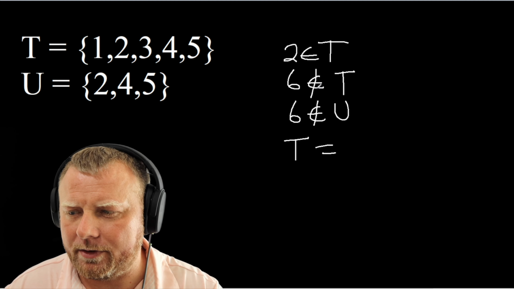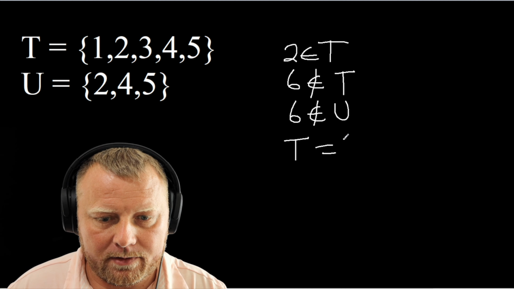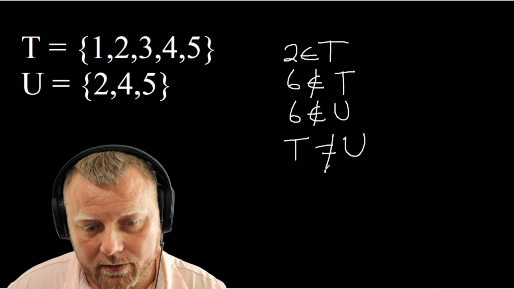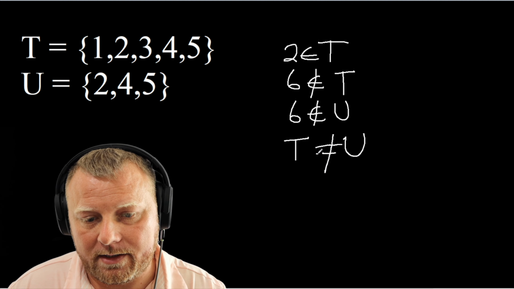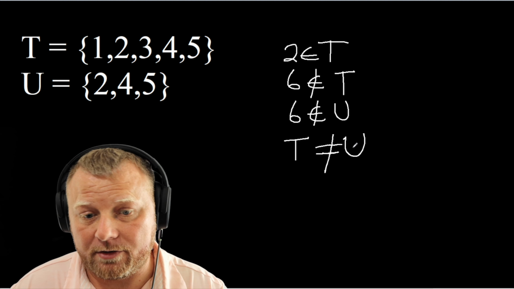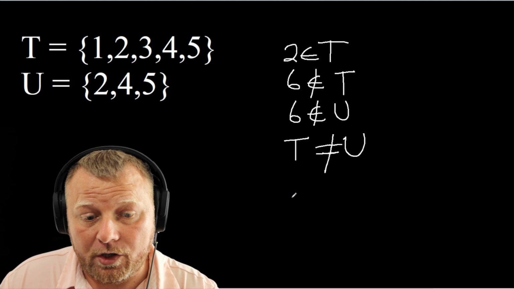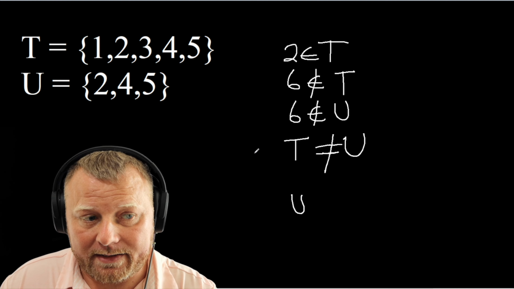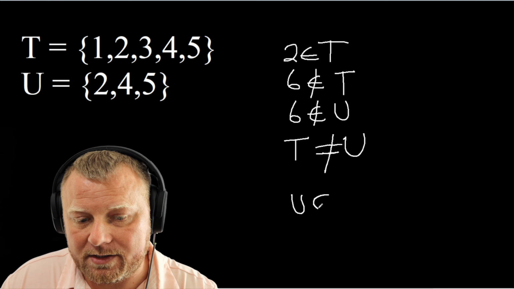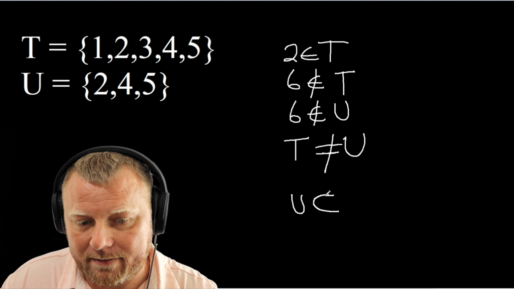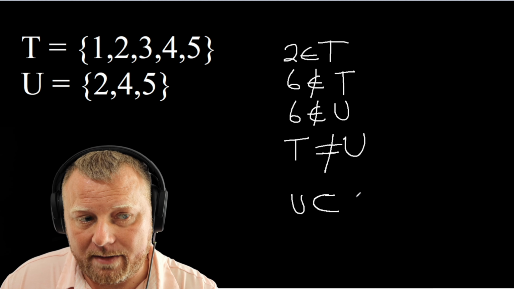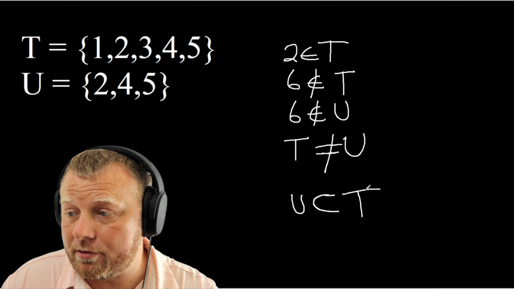I forget how to do redo with a shortcut key. So T is equal to U. That is not a true statement, so you have to put the little line in there, just like everything else. T does not equal U. That's a true statement. However, U is a subset of T. The subset symbol is just this U-looking thing that's sideways. So U is a subset of T. That is a true statement.